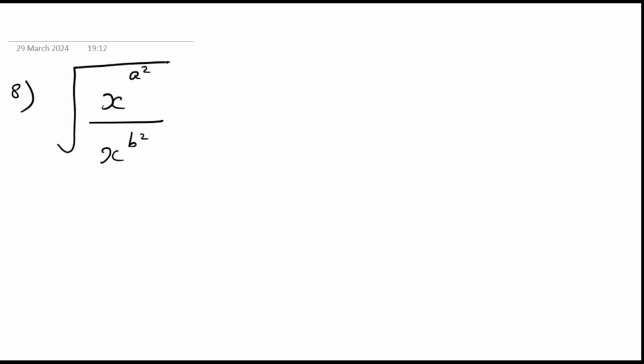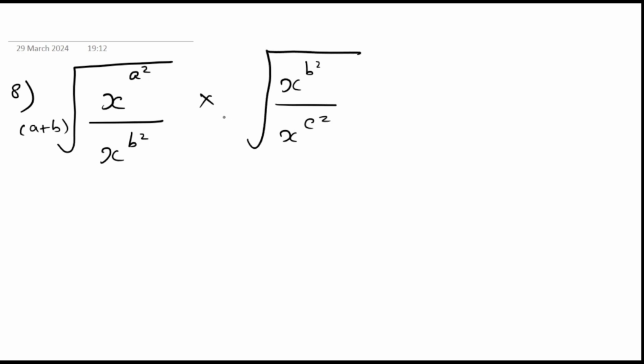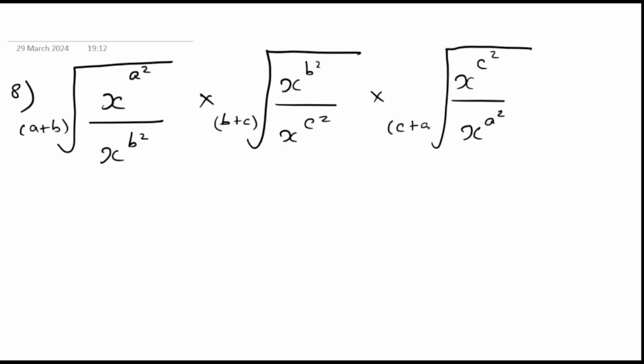Now question number 8. X to the power a square divided by x to the power b square, the whole root of a plus b, into x to the power b square divided by x to the power c square, the whole root of b plus c, into x to the power c square divided by x to the power a square, the whole root of c plus a.